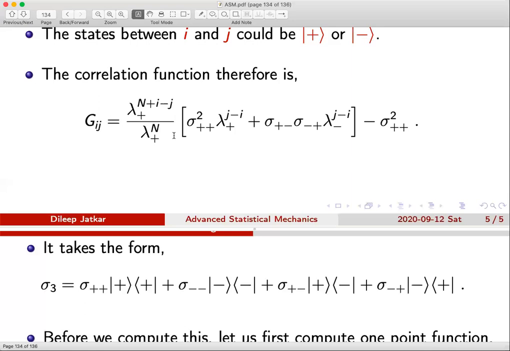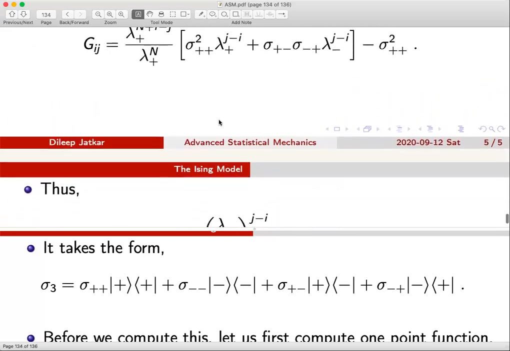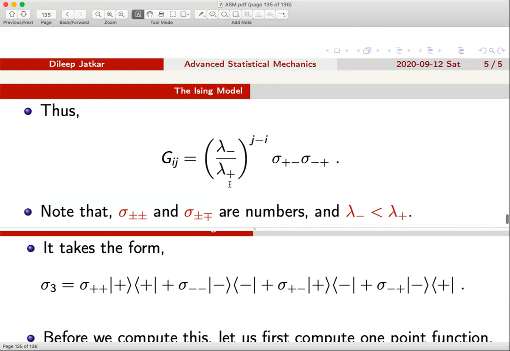Okay, great. So the disconnected pieces are already removed and we land up with lambda minus upon lambda plus to the J minus I. So that is the exact correlation function written in terms of the eigenvalues and the components of the sigma 3 matrix in its off-diagonal representation. Now, as I said, sigma plus plus, sigma minus minus, sigma plus minus, and sigma minus plus, which are these four entries sitting here, are just numbers. They are not Pauli matrices or anything. Probably just a bad choice of notation.